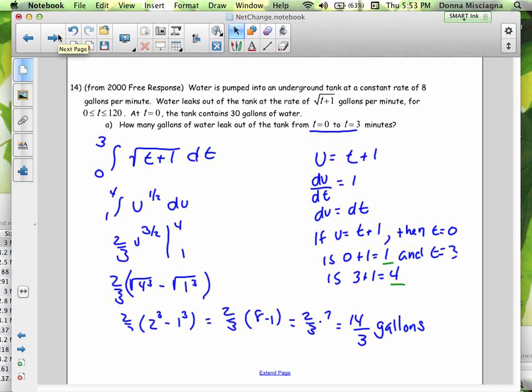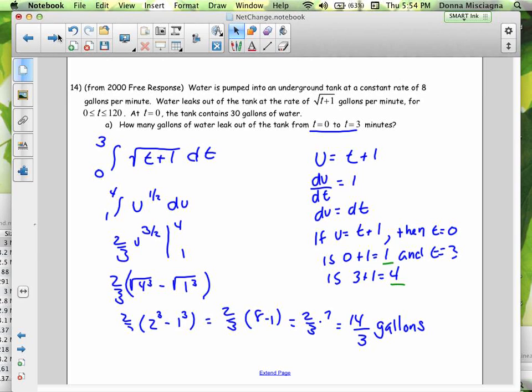All right, so it's from 0 to 3 minutes. We have to do a little u du substitution, and we have u is t plus 1. The other part is pretty easy to integrate, so I just take care of this part here. So u is t plus 1, du dt would equal 1, and that means du is dt.